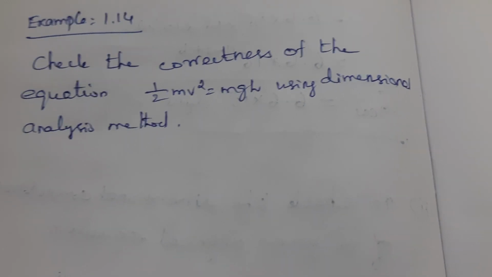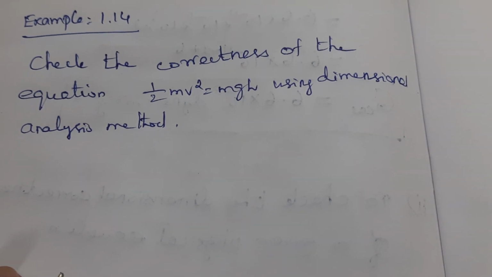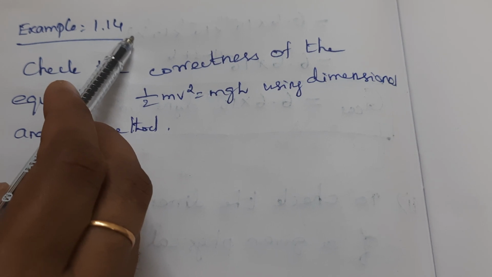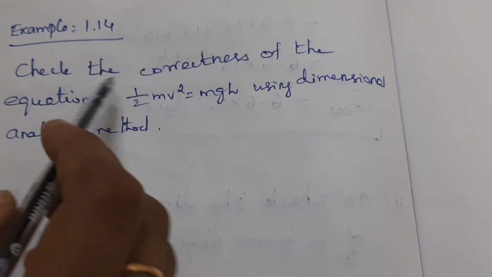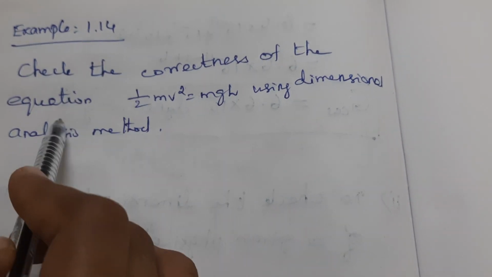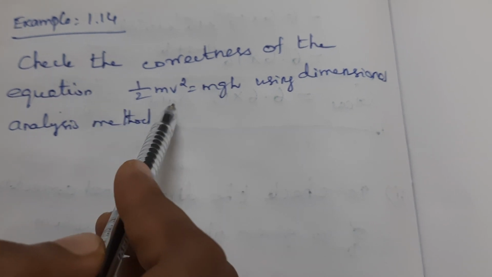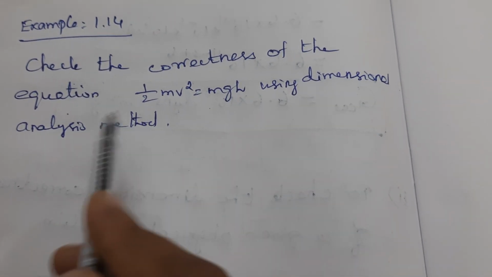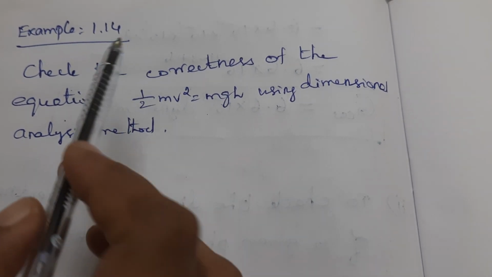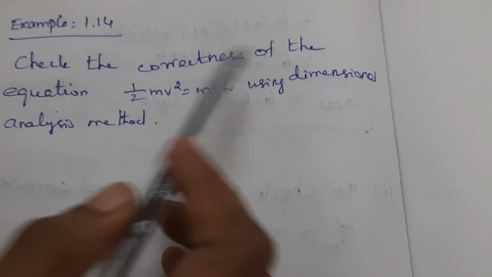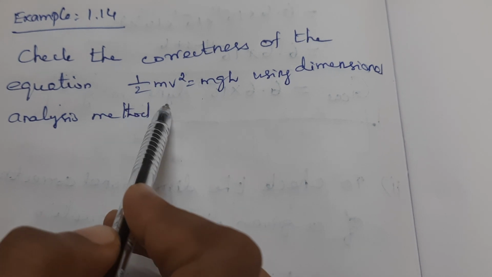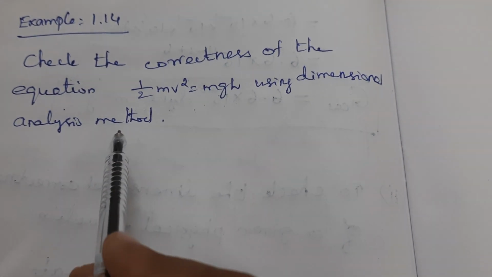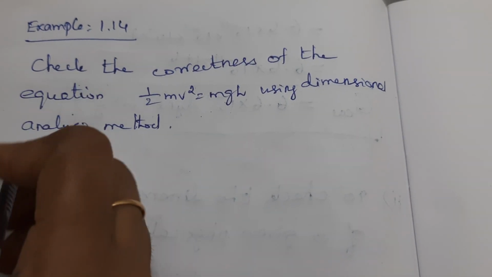Let's see one more example related to this concept. Example 1.14. Check the correctness of the equation half mv square equal to mgh using dimensional analysis method.